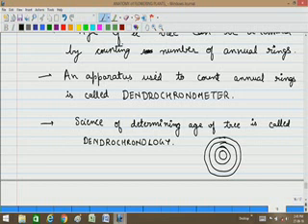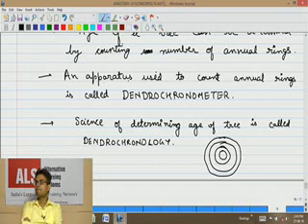So will you cut the whole tree just to count the number of annual rings? That is not good, right? So what do we do? How can we solve this problem? Anybody? Take a guess. You don't have to cut the whole tree. There is a technique. How can you do it? That apparatus is called dendrochronometer.